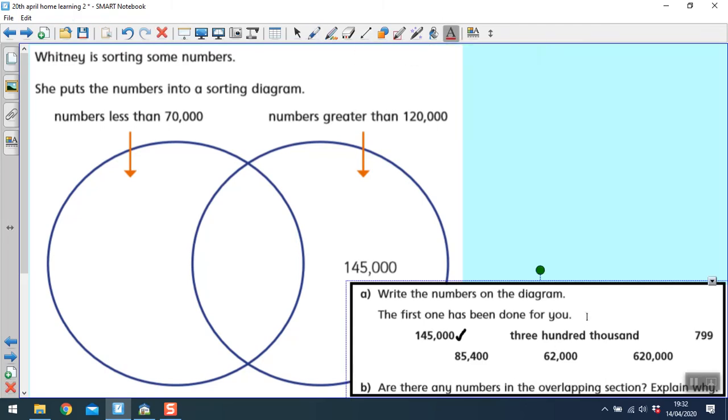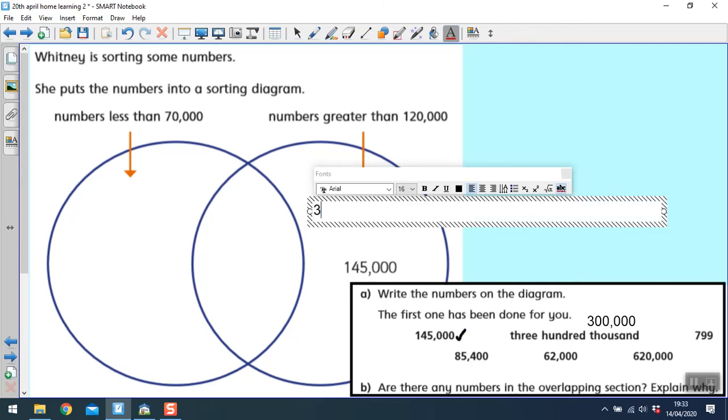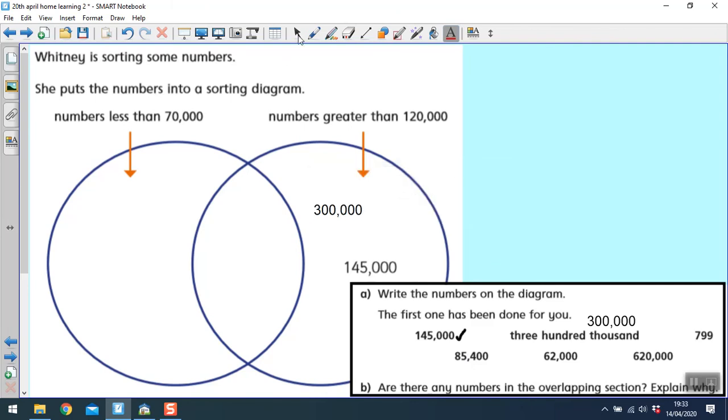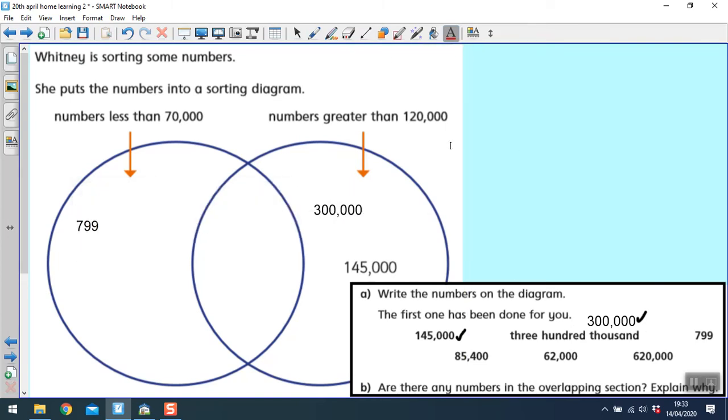Okay, so this one, 300,000. I'm just going to write it down in digits. That's what that looks like, 300,000. And that is bigger than 120,000, but it's not less than 70,000. So that's going to go in this section. I've done that one. 799. Is it bigger than 120,000? No. Is it less than 70,000? Yes. So it goes in there.